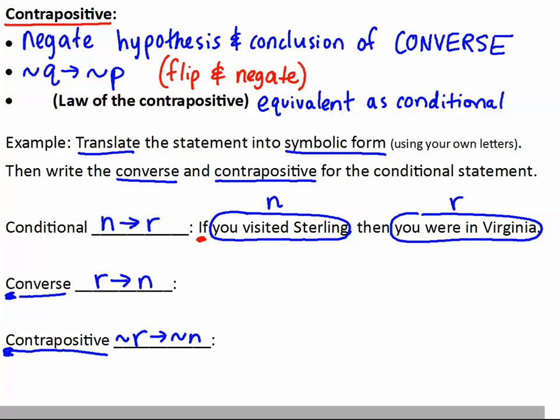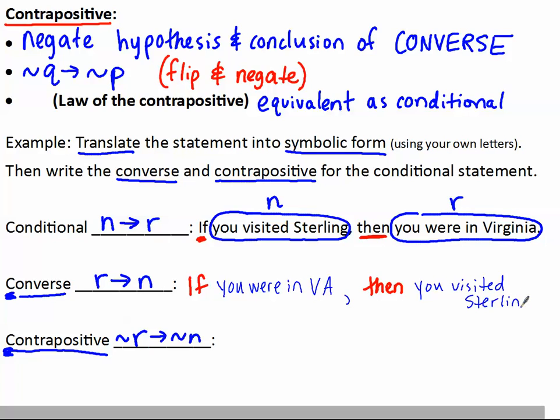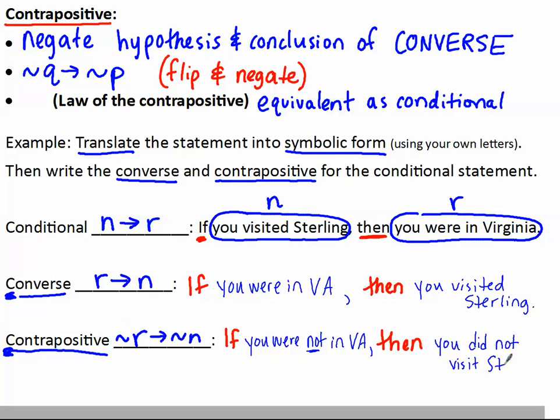So let's write the converse. Remember the if and the then stay in those places. If, then, but the words get changed around. R was what we ended with. You were in Virginia. So if you were in Virginia, then, now I use the N, you visited Sterling. The contrapositive takes exactly the order of the converse but negates it. So again, I'm beginning with if and later using then, but I'm negating this. You were in Virginia, you were not in Virginia. Then you did not, remember negating, visit Sterling.